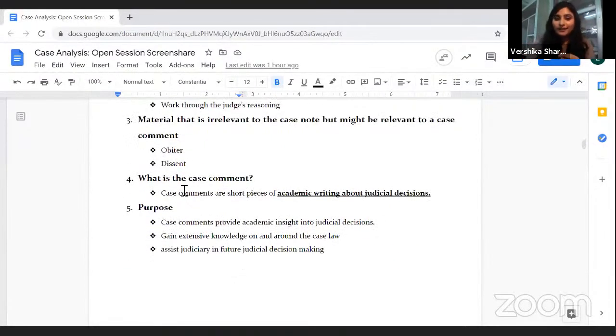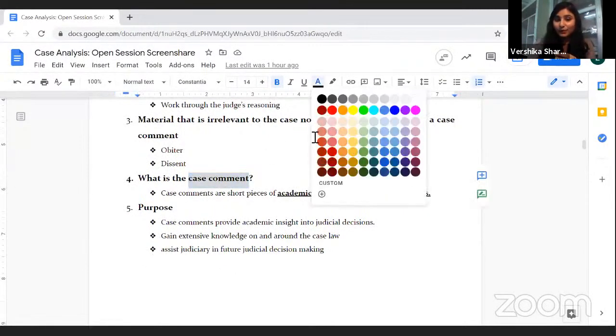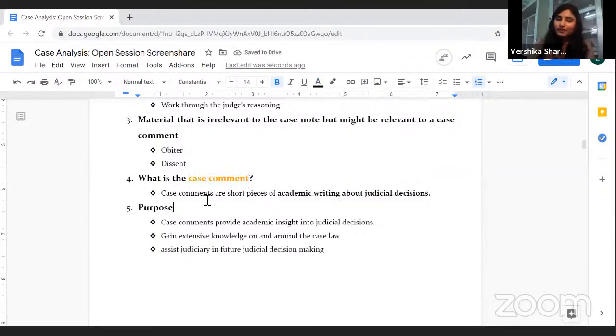Now, coming to what is a case comment. This is the most important aspect of this entire exercise. Case comments are short pieces of academic writing about judicial decisions. It's not summarizing the judgment, for sure. It is academic writing about a judicial decision. And academic writing is the research and writing which we talk about even in our research and writing course at Lawctopus. So that's an entire process which needs to be learned in order for you to be able to figure out how to do this academic writing about a judicial decision.